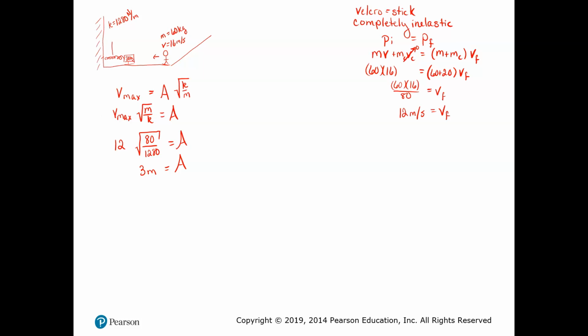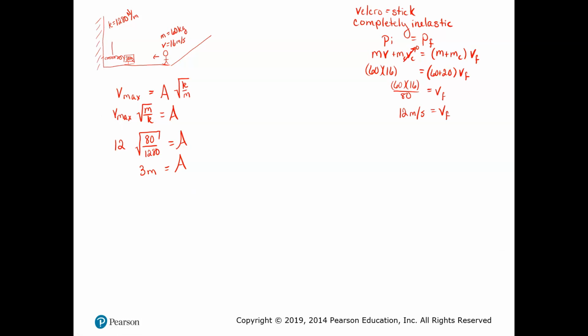Now, the compression seems a little high. I mean, 3 meters, that's just right at 10 feet. So the question becomes, is that reasonable? Well, the skier was moving faster than 30 miles an hour. 10 feet of compression seems kind of reasonable for that.